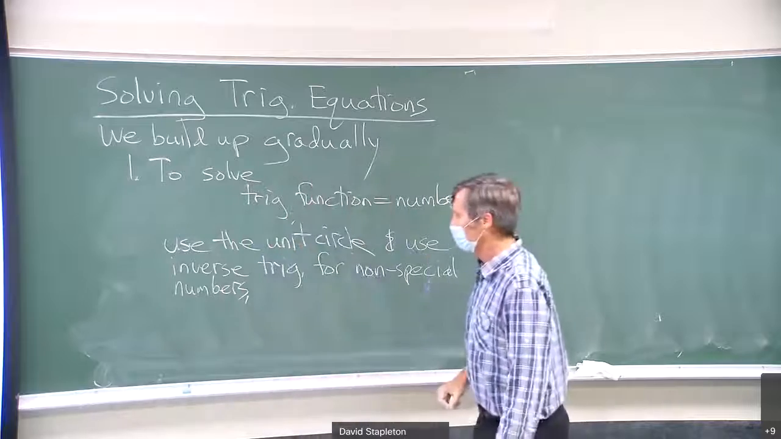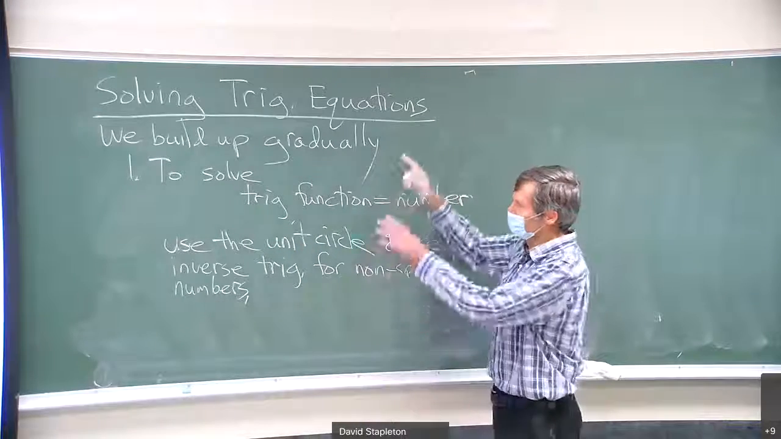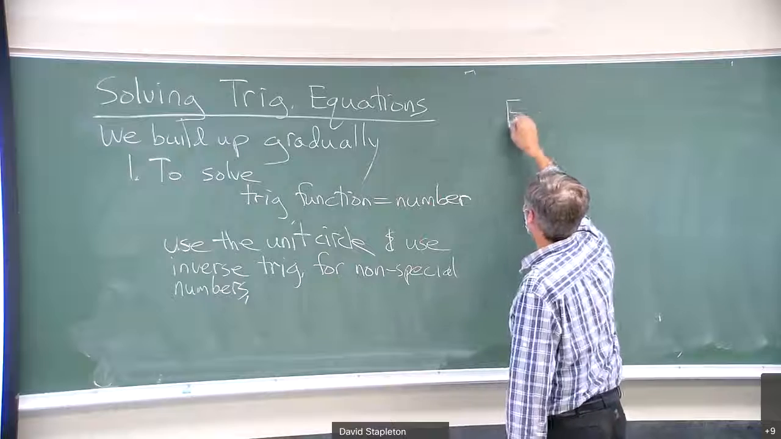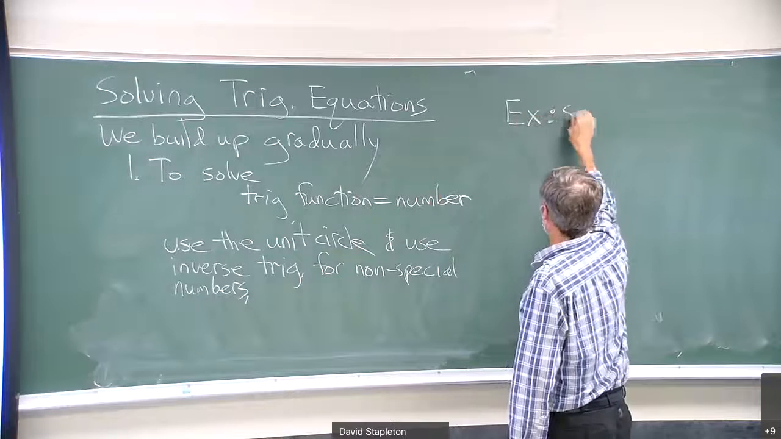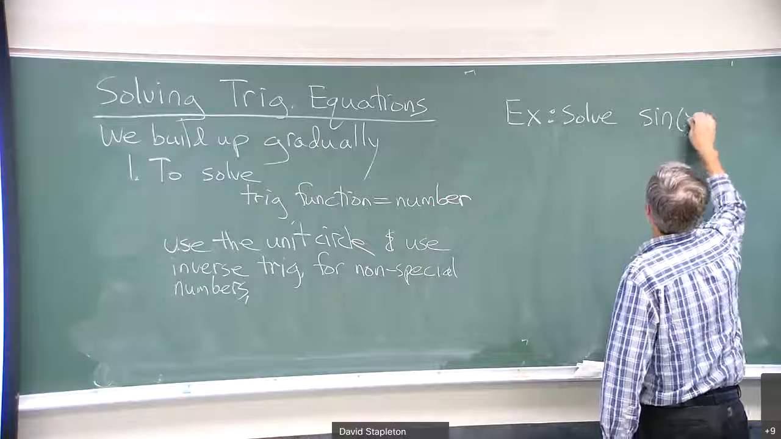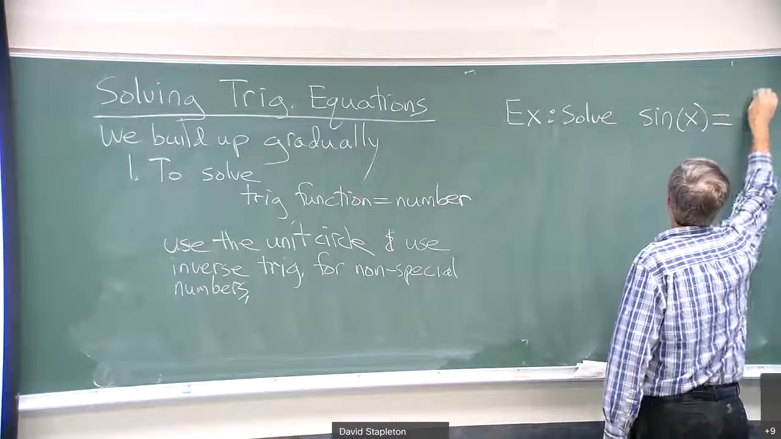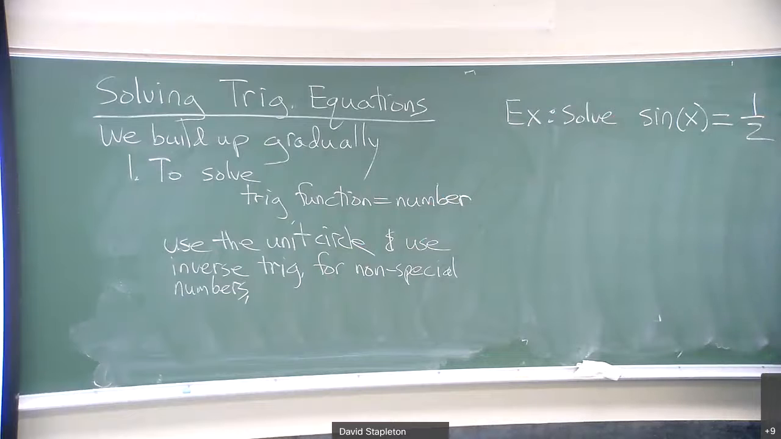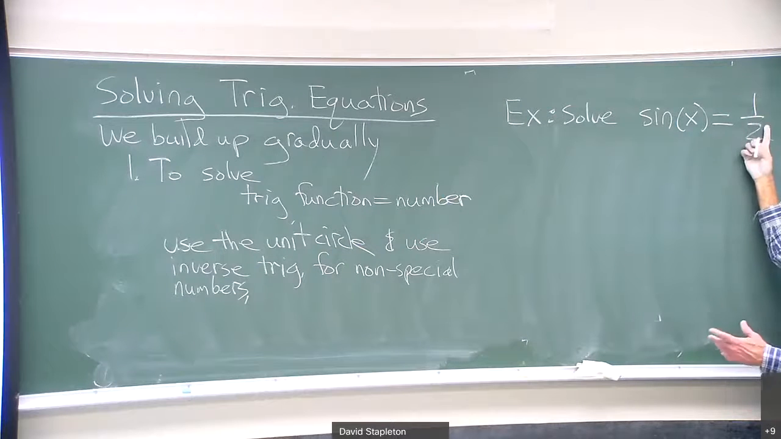All right, and it's best illustrated not by giving all the details, but simply by doing one. Here's an example. Suppose I want to solve sine of x equals 1/2. Find all solutions, not just one. I know one immediately is the inverse sine of 1/2. If sine of x is 1/2, one solution is x equals inverse sine. But what are all solutions?